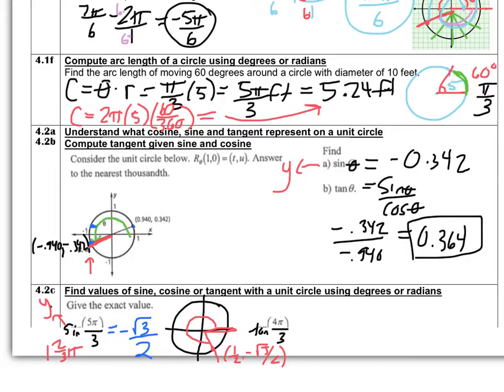Now the next problem wants you to find the tangent, but this time move 4 pi over 3. Well, 4 pi over 3 is 1 1/3 of a pi. So if we go ahead and move that, what we're going to do is move 1 pi and then 1/3 of a pi. So we land roughly right here. Here you're going to notice the ordered pair is at -1/2 and negative square root of 3 over 2.